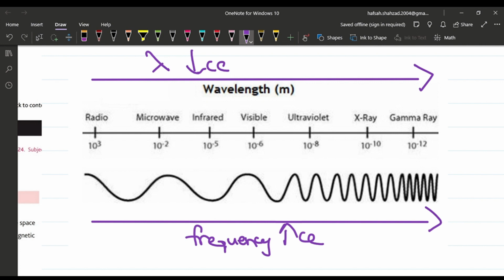So gamma has a value of 10 power minus 12 meter. Minus 10 is for X-rays, minus 8 is for UV, minus 6 for visible, minus 5 for infra, minus 2 for microwave, and the power 3 is for radio wave, the highest wavelength, the longest one actually.